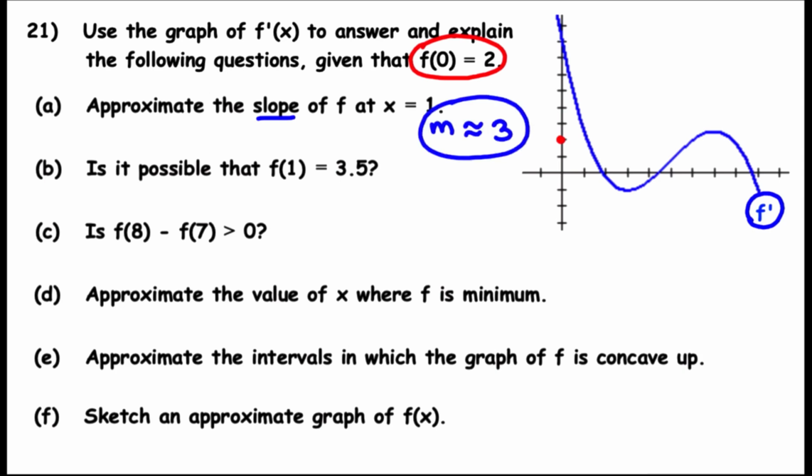Part B wants to know, is it possible that f of 1 is 3.5? We know that f of x goes through the point 0, 2. That's already been marked in red. But is it possible that it can go through this point as well? 1, 3.5. Which is right about there. And the answer is, no, it cannot.